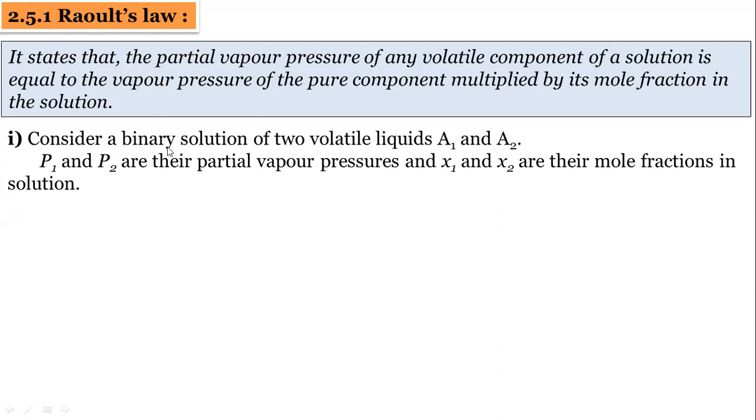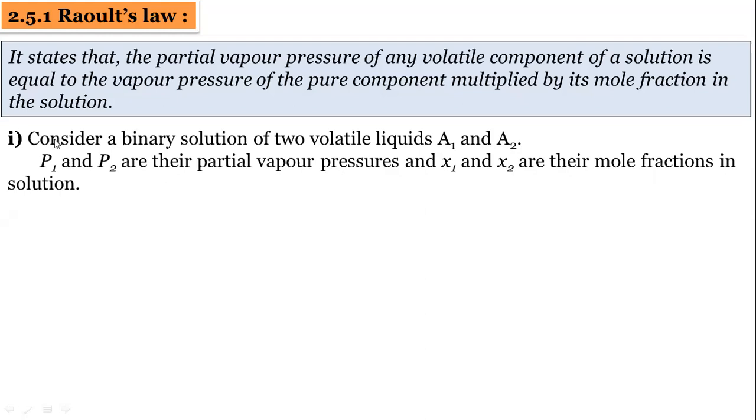Consider a binary solution. Binary means this word indicates it is a mixture of 2 solutions. Consider a binary solution of 2 volatile liquids A1 and A2. So a solution contains A1 and A2 and both are volatile. P1 and P2 are the vapor pressures or partial vapor pressures, and X1 and X2 are the mole fractions of the solution.